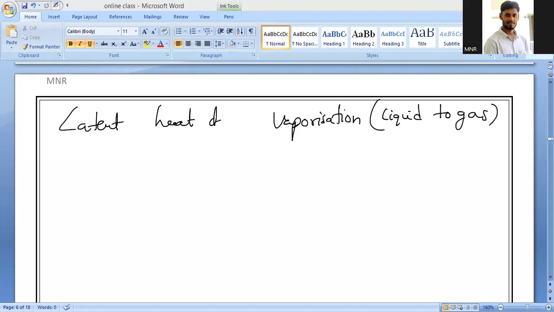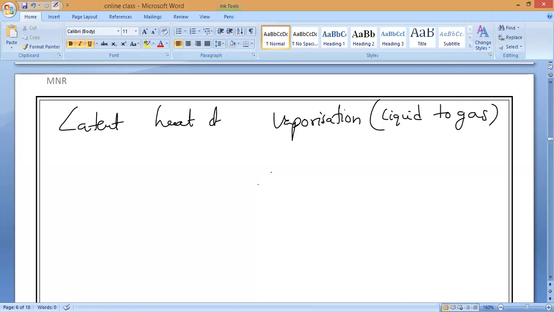That is the meaning. Is it okay? So that energy is used to overcome the force of attraction. Understand? Okay, everyone. Others? So that is what you have to remember. Now, this is latent heat of fusion and latent heat of vaporization.